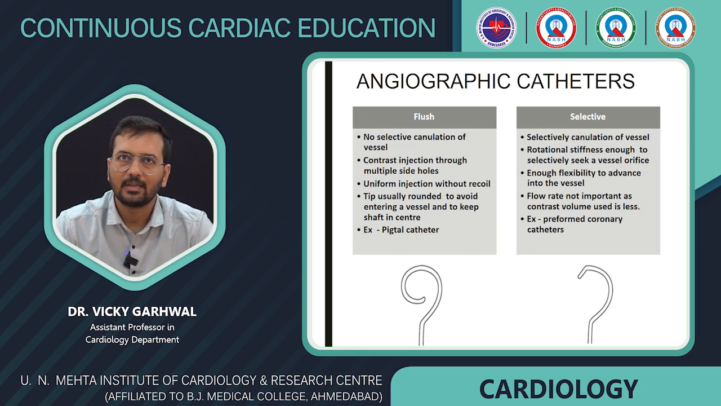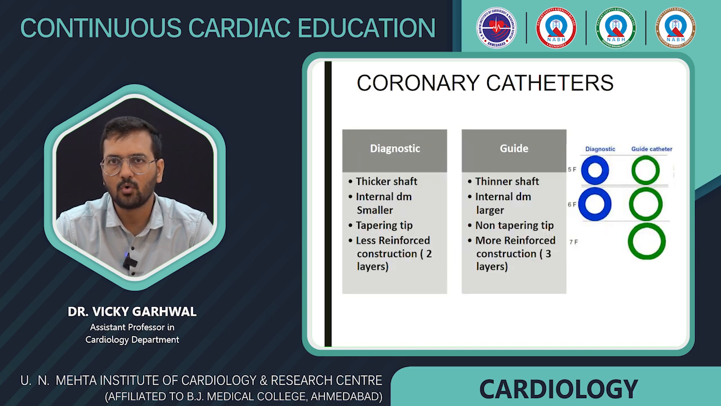Selective catheters, like preformed coronary catheters, which are Judkins catheters, are used for selective cannulation of a vessel. They have enough flexibility to advance into the vessel, and the rotational stiffness is enough to selectively seek a vessel orifice. Flow rate is not important as contrast volume is less, around 4 to 6 ml per fluoro. So coronary catheters can be diagnostic or guide.